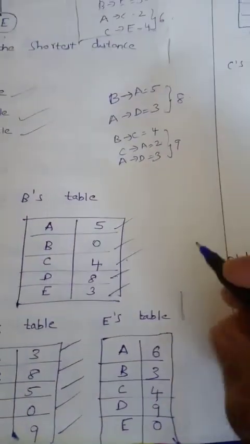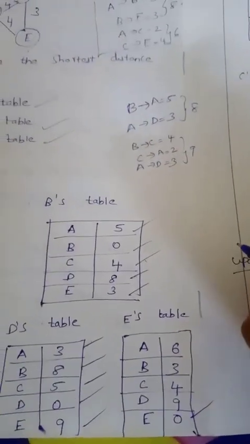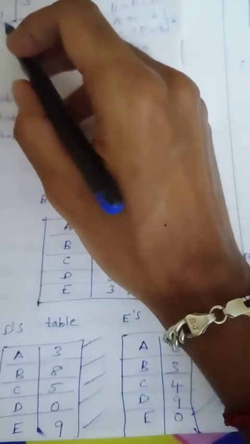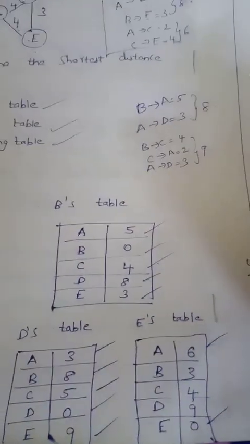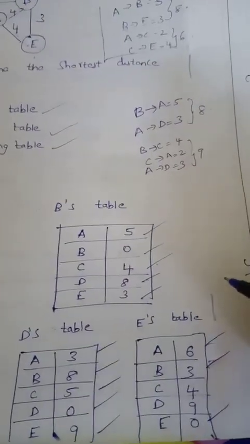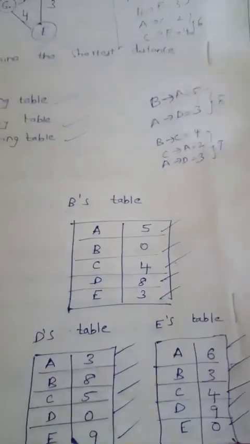Next, if you move into E's table in a similar way, E to E will always be 0. Next E to A: it is not a direct path, so I have to check. Taking 4 and 2, this will be the shortest path, so E to A is 6. Next E to B is 3, and next E to C is 4. E to D is 4 and 6, so 9. Now I have completed the sharing table.